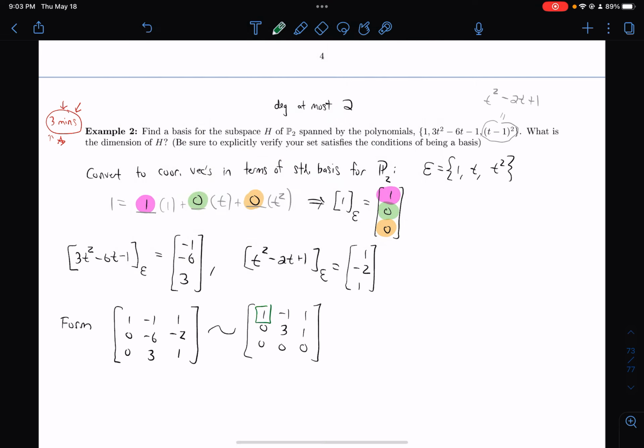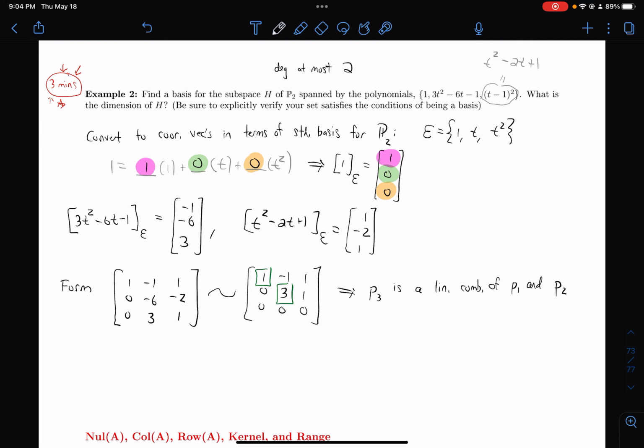There's a pivot at this 1 and at this 3. So I can see that this third column does not have a pivot. And what that means is this third column vector is a linear combination of the others. So if I backtrack in terms of my original polynomials, it means that the third polynomial is a linear combination of the first two. It's not even necessary for me to find the weights. Just the mere knowledge that it's a linear combination of the others means that we can remove it from our list.